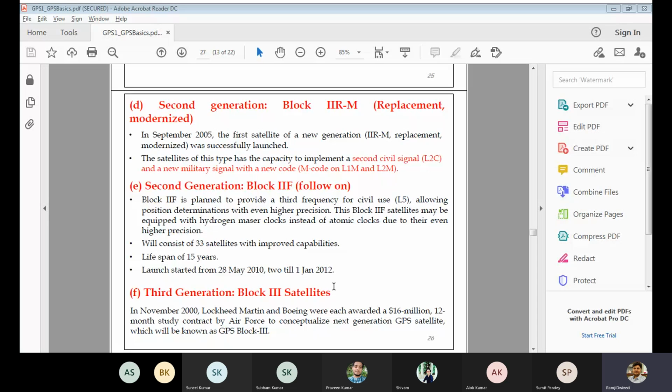As I was telling you, primarily they have two carrier signals, L1 and L2, over which they transmitted the C/A code and P code. But later on, they realized that it is not sufficient. So they launched L2C, the second civilian signal, and a third frequency, the so-called L5, for civilian purposes, as you are using GPS dedicatedly nowadays.